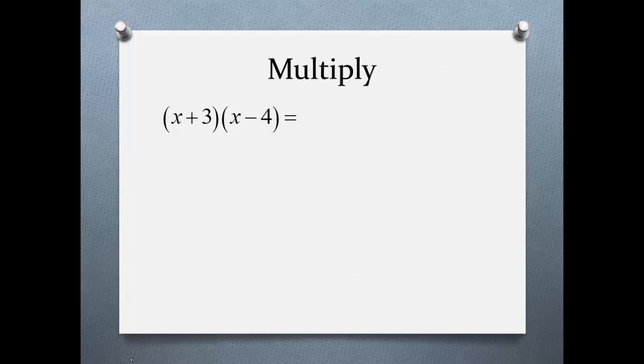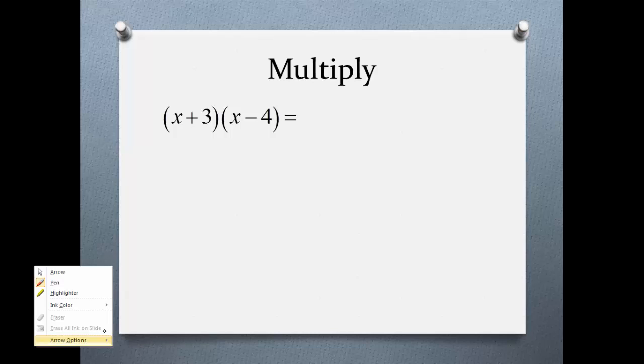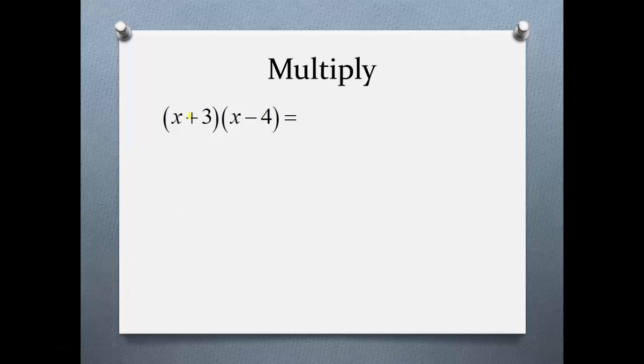All right, let's move on to multiplication of two binomials. So if this problem didn't have this 3 here, and it was just x, this x multiplied by this x minus 4, it would look like this, x times x minus 4.